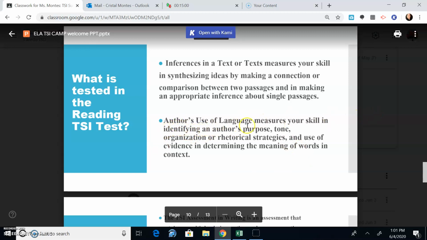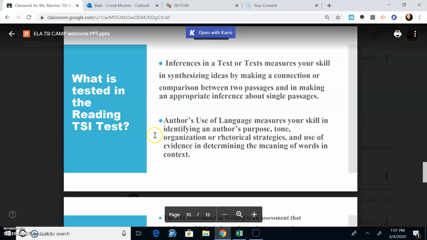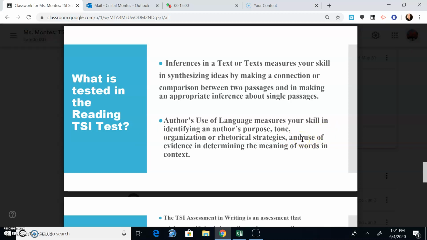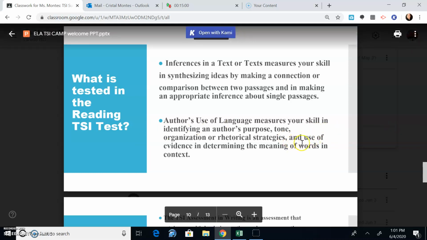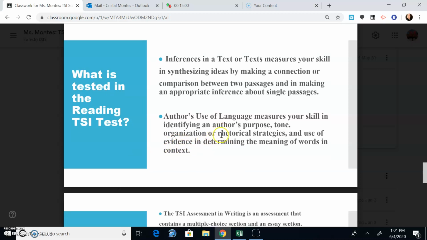Are you able to identify the author's purpose, the tone, the organization, the rhetorical strategies, ethos, logos, pathos, to perform, to persuade, to entertain, to explain, all those types? And they also do focus on the context of the word. How is the word being used? What does the word mean?